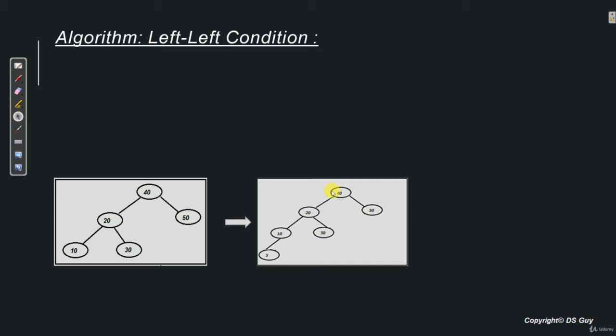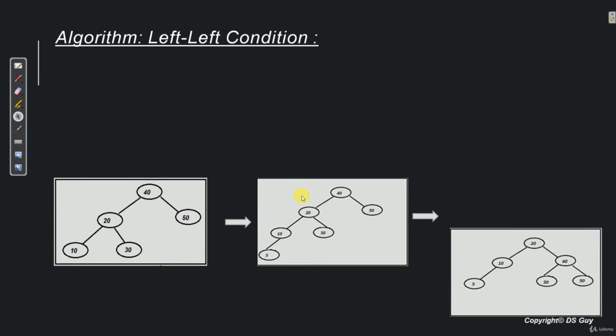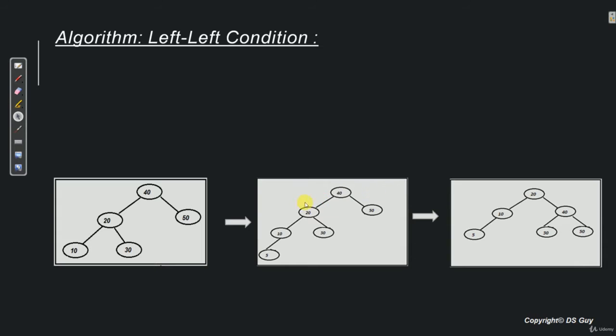There we saw that 40 has got disbalanced because left subtree height is 2, right subtree height is 0. So 2 minus 0 is 2. So we have a problem at node 40. So what we did is, we did a right rotation. So we started from 20 and we did right rotation like this. So 20 became the root and 40 became the child of 20 and so on.